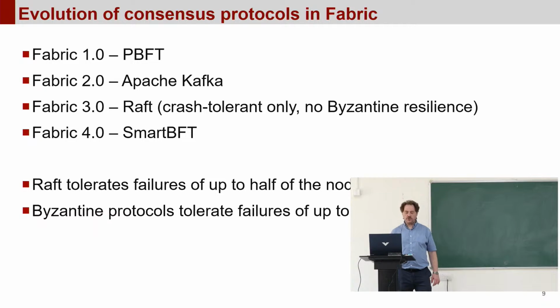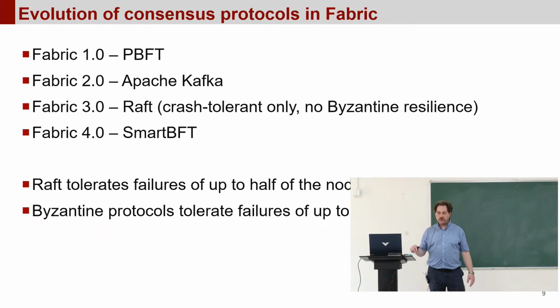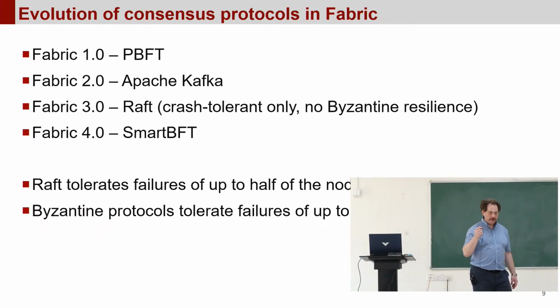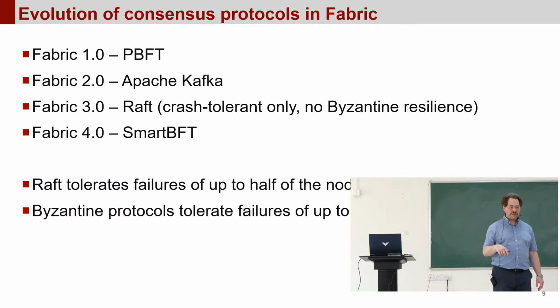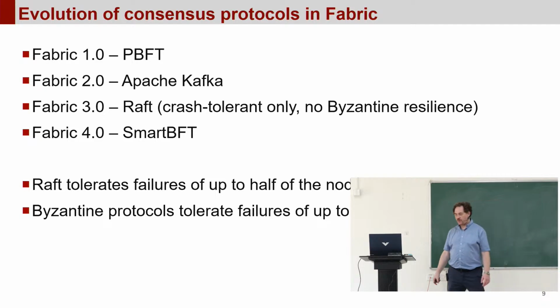Now, Fabric version 3.0 came out with Raft as the default implementation. Raft is a protocol similar to Paxos. It does not tolerate Byzantine failures. So why did Fabric abandon Byzantine resistance between version 2.0 and 3.0? Because the applications, the clients of Hyperledger Fabric, were complaining about the speed of transactions. And Raft is much, much faster than BFT protocols. Raft is considered, in practice, the fastest consensus protocol today, even though there is not much difference between Raft and Paxos in terms of the performance.